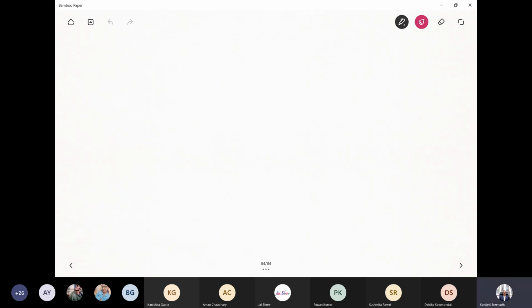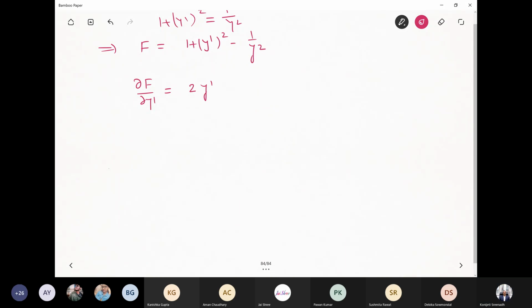So let us take the function f, which is equal to 1 plus y prime square minus 1 by y square. So the problem is the equation 1 plus y prime square equals 1 by y square, and therefore f is this. If I write dou f by dou y prime, it is simply 2 times y prime.